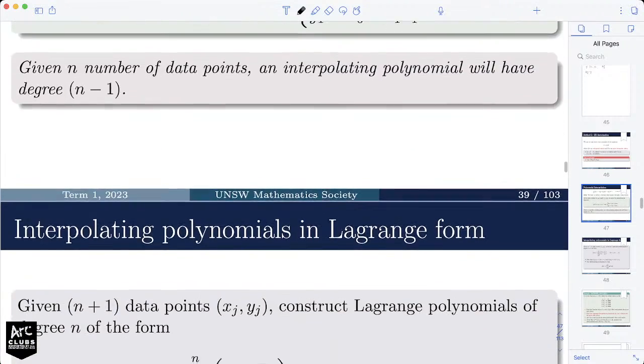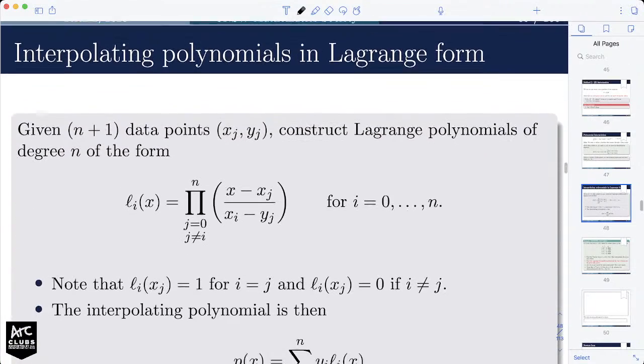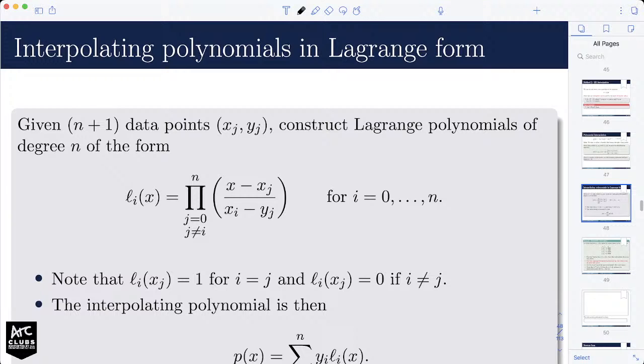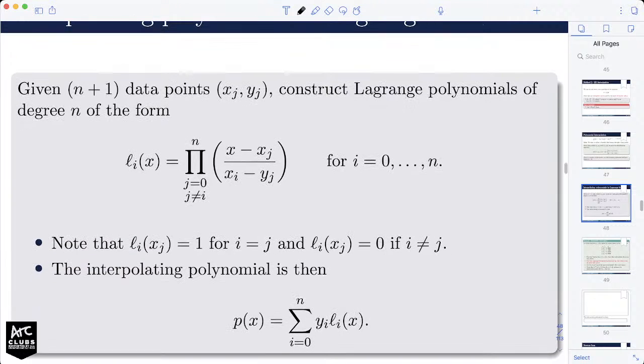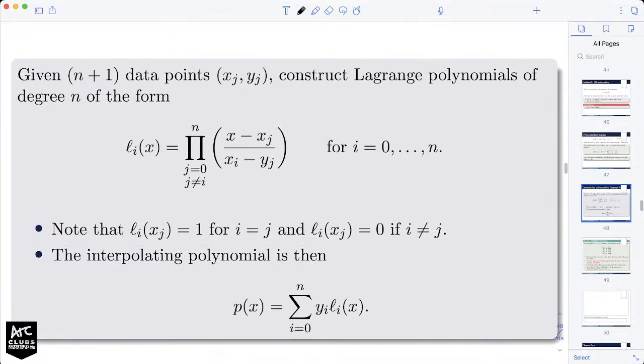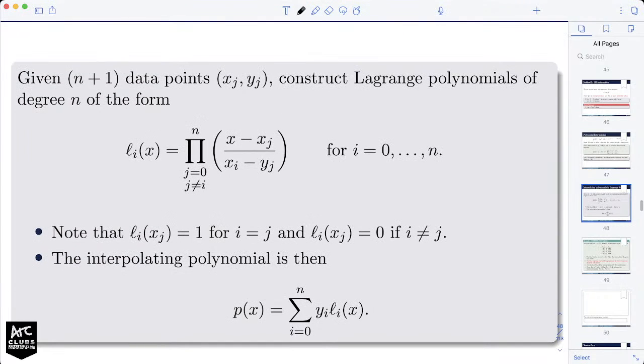But what we are going to cover is our Lagrange interpolating polynomial. And what I have here on the screen is the formula for our Lagrange interpolating polynomial. So given n plus 1 data points, the first thing that we do is we write our Lagrange polynomials, and they have this form.